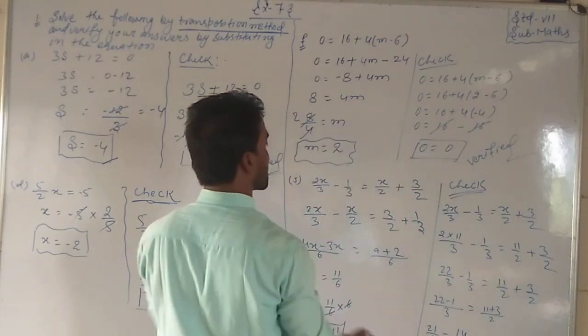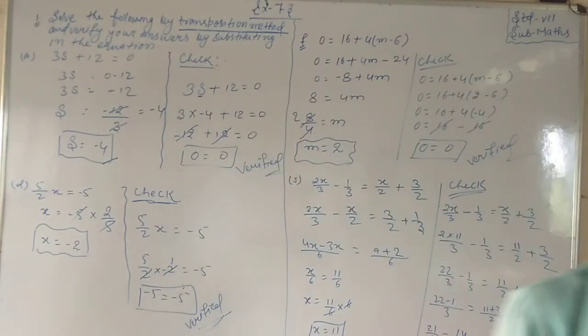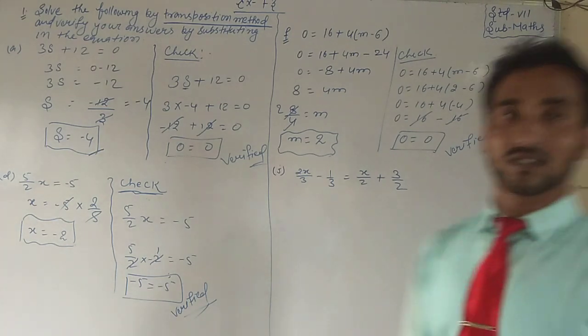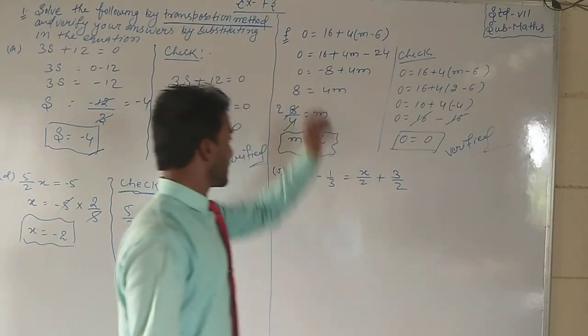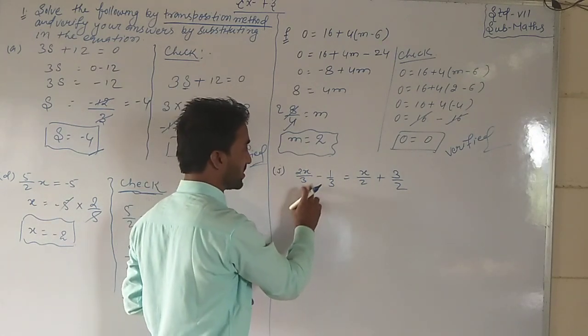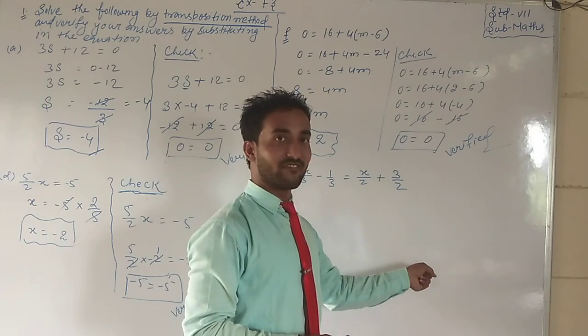It is completely wrong, students. Okay? So, students, in question number J, we can see 2x by 3 minus 1 by 3. We have seen just before that the answers were different.